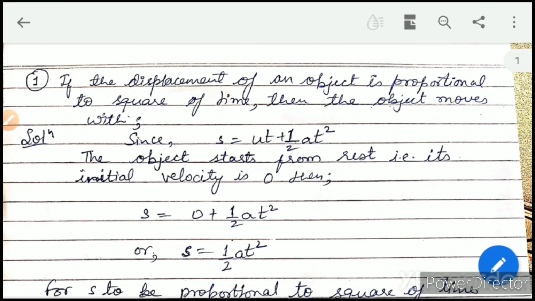The first question is, if the displacement of an object is proportional to the square of time. Okay, displacement means the distance with direction, and it is given that it is directly proportional to square of time. Then the object moves with, we have to find the option. So let us simplify this problem.